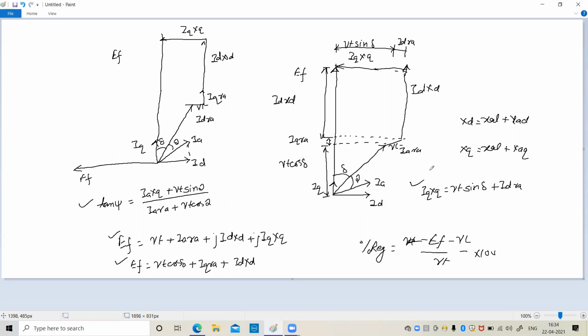So this is the point. In the next time, we are going to see the power angle characteristic of the synchronous machine. It applies to both the alternator as well as the motor, but we will concentrate on the alternator.